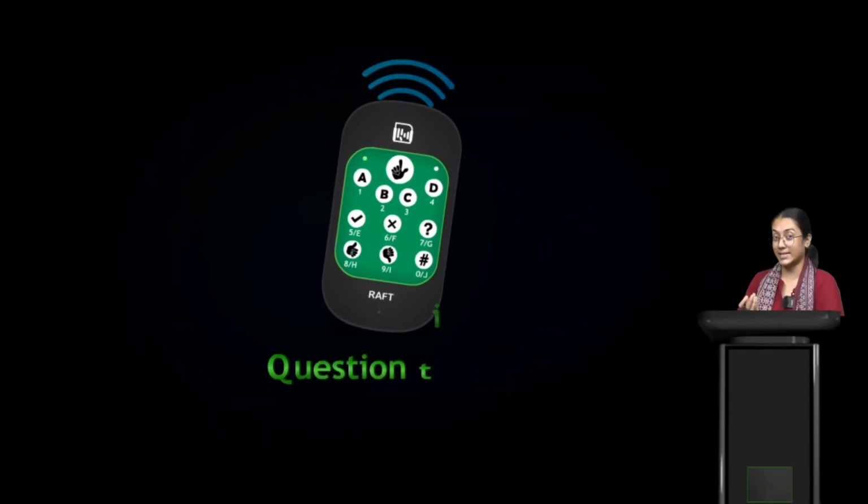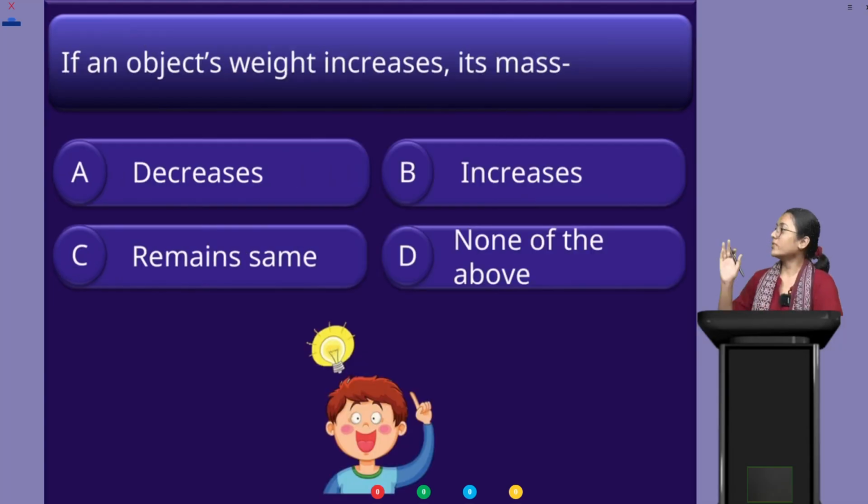So here comes our next question. Let's see what the question is. If an object's weight increases, its mass. Four options are there: option A, decreases; option B, increases; option C, remains same; or option D, none of them. If we are increasing the weight of some certain product, will its mass increase or decrease or remain same, or none of them are correct?